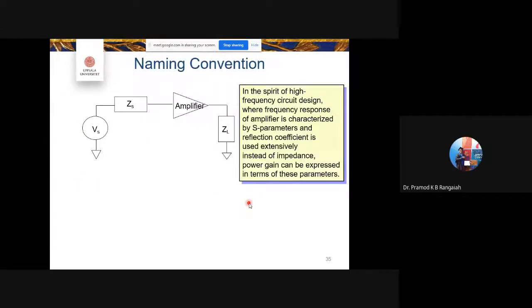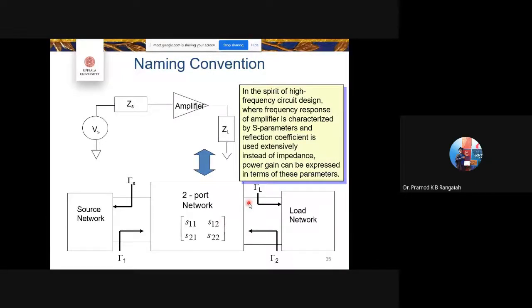And regarding naming conventions, every transistor itself is a 3-port device, but we will be limiting it to a 2-port network. That means we will be considering it in terms of S parameters, the 2-port network with input and output. We'll be looking at the amplification method.